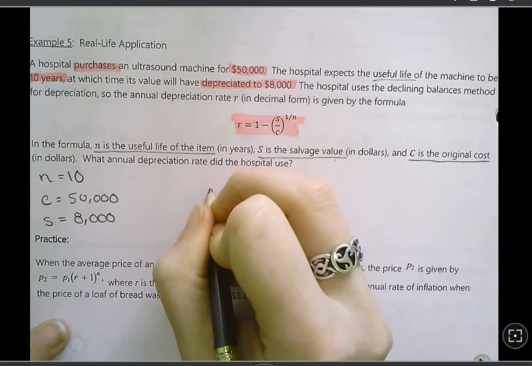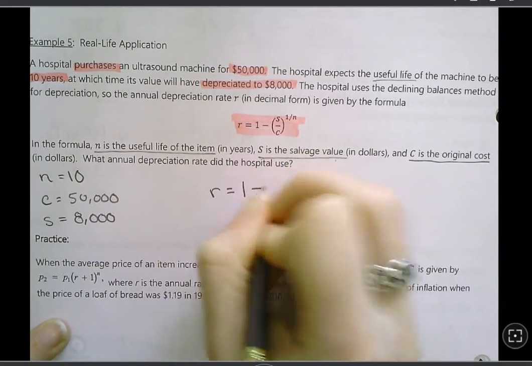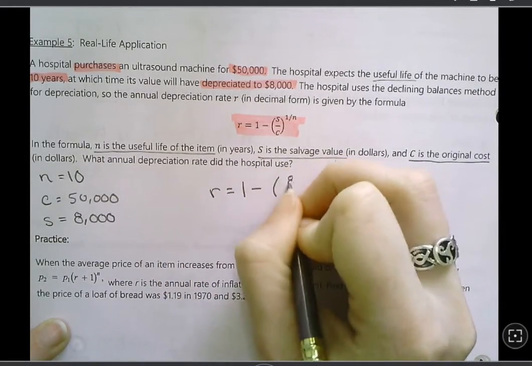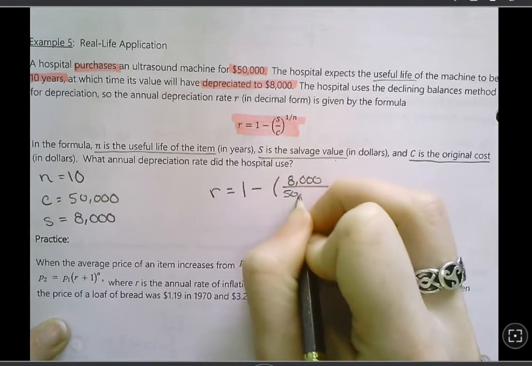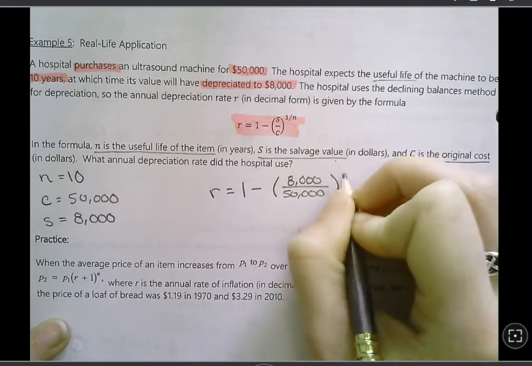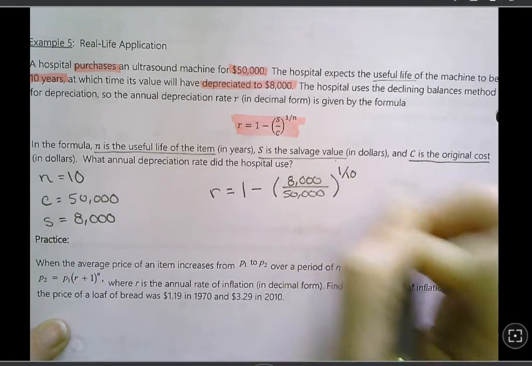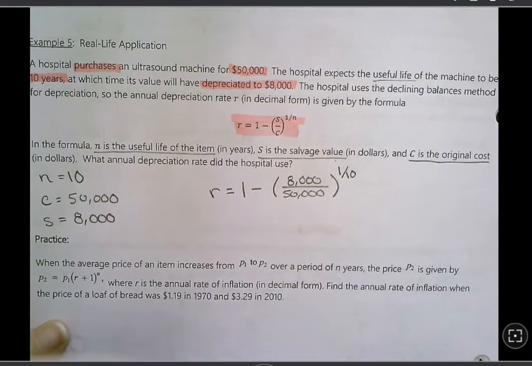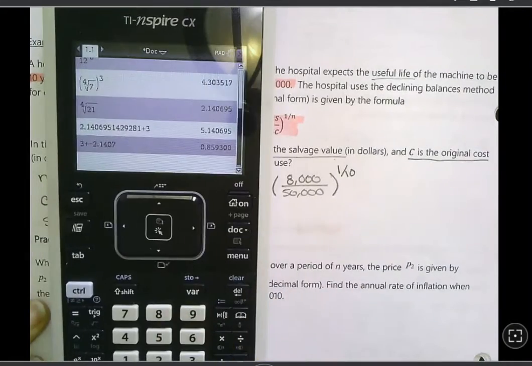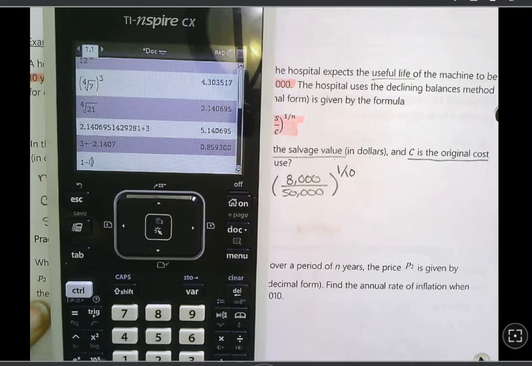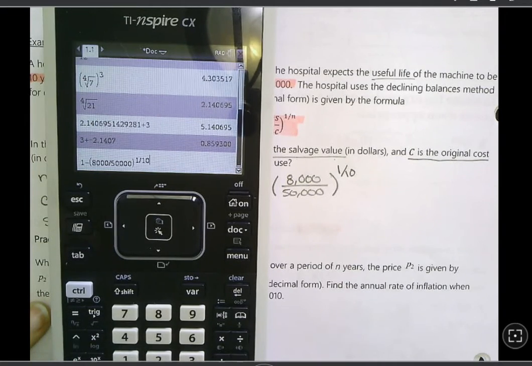So what we're going to do here is R is now equal to 1 minus 8,000 divided by 50,000. And this is all to the 1 over n, so to the 1/10th power. So from here, you'll type that into your calculators. So on your calculator, you'll have 1 minus, you'll have an 8,000 divided by a 50,000, and that's all to the 1/10th power.